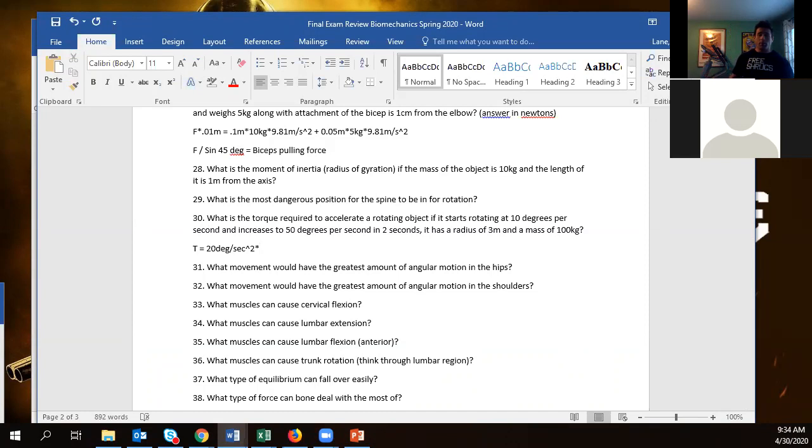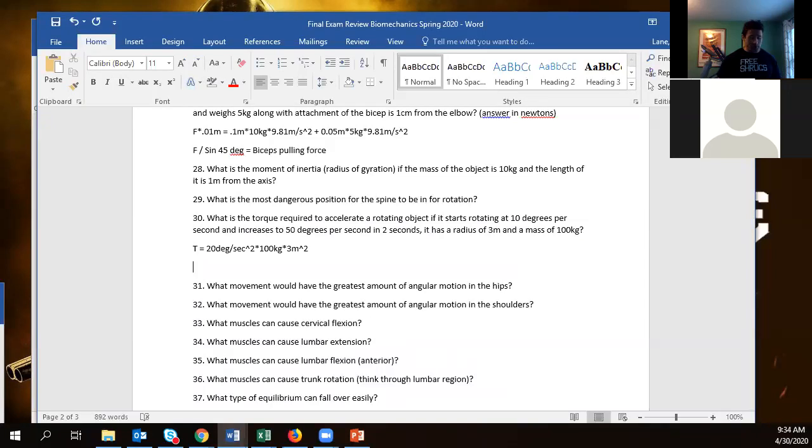and our inertia equals our mass multiplied by our radius squared. So in this example, our mass is 100 kilograms, and then our radius is 3 meters, and so then that'll be to the second power. So what we'll have is 20 times 100 times 9 because we did the 3 squared.